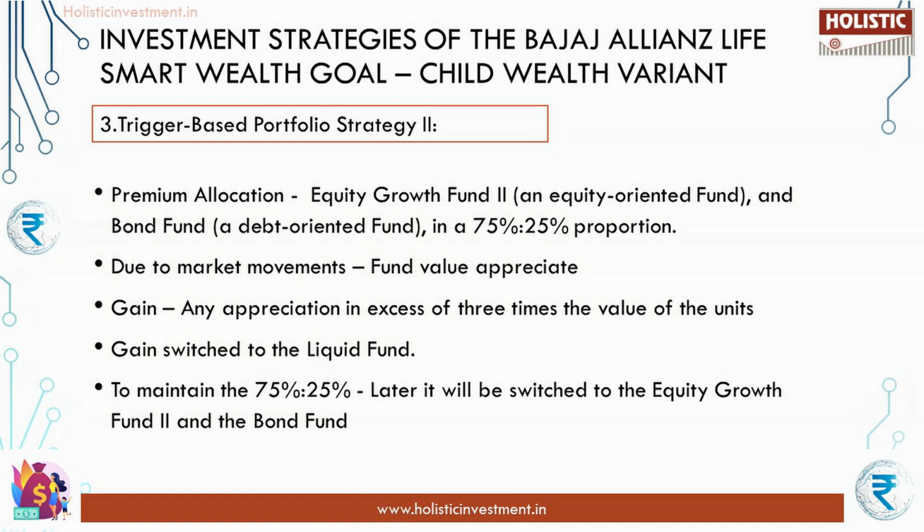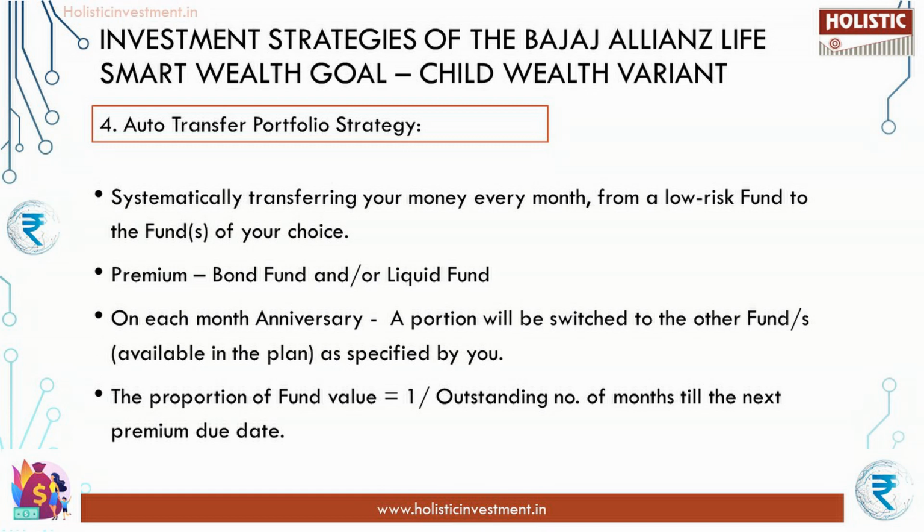Next, trigger based portfolio strategy 2. Under this portfolio strategy, premium will be allocated between the 2 funds, Equity Growth Fund, which is an equity oriented fund, and a Bond Fund, which is a debt oriented fund, in the proportion of 75:25. Any appreciation in excess of 3 times the value of the units due to market movements is considered as gain and is switched to the liquid fund. Later, it will be switched to Equity Growth Fund 2 and Bond Fund such that the same proportion of 75:25 is restored.